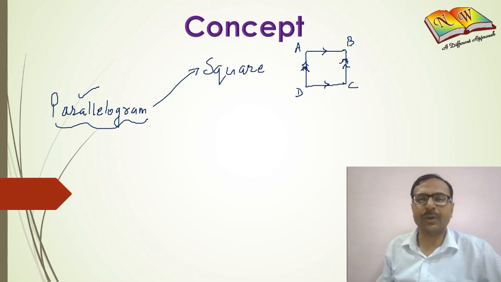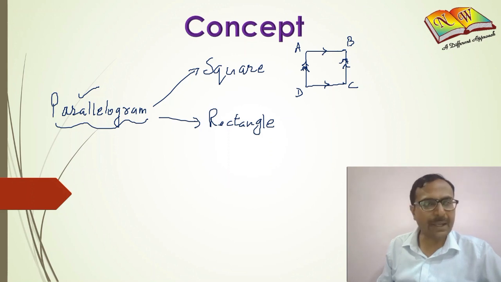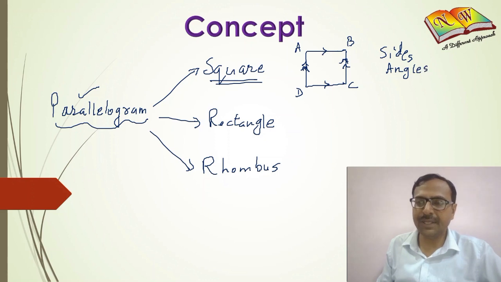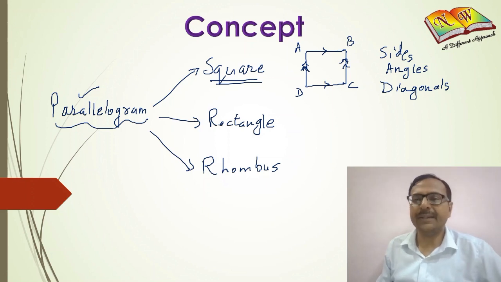So that's a parallelogram. Likewise, we have a rectangle. A rectangle is also a parallelogram, and a rhombus is also a parallelogram. So we will be verifying the properties of a square with relation to the sides, the angles and the diagonals. We'll be verifying that all the sides of a square are equal, the angles are all 90 degrees, and the two diagonals AC and BD are equal and perpendicular to each other.